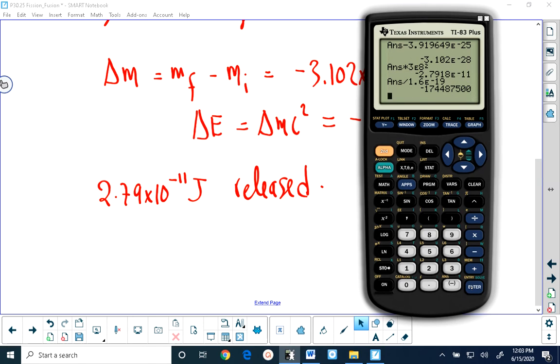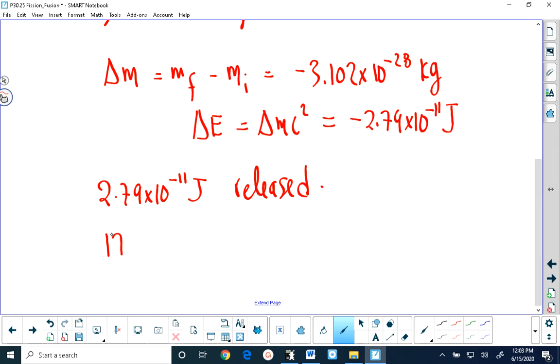So we get, in terms of millions of electron volts, 174.5 millions of electron volts of energy per nucleus. This is just for one nucleus of uranium-235.